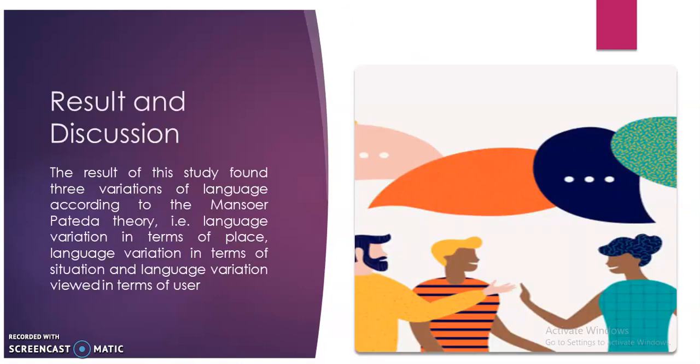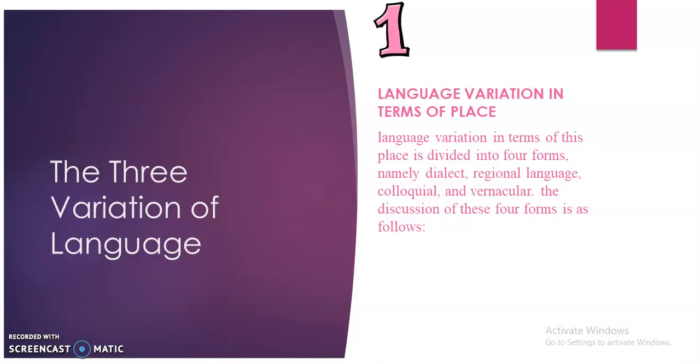This is the result and discussion. The results of this study found three variations of language according to the Mansur Pateda theory. There are language variation in terms of place, language variation in terms of situation, and language variation viewed in terms of user. The first is language variation in terms of place, divided into four forms, namely dialect, regional language, colloquial, and vernacular. The discussion of these four forms is as follows.